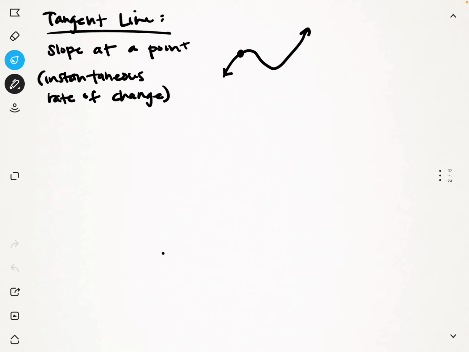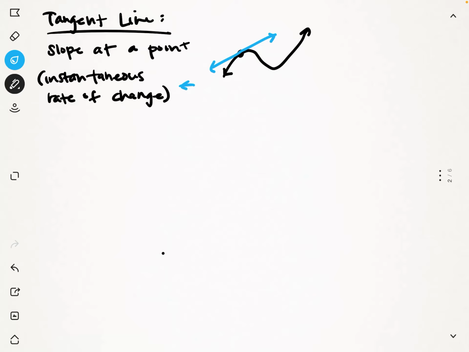Okay, so let's talk about tangent line now. So tangent line is the slope at a point. So we kind of illustrated this the last time when we were talking about using our numbers, our function, and trying to make the 2 points overlap. So the tangent line would be just, given one point, we could find the slope exactly at that point. Okay, so this tells us our instantaneous rate of change.